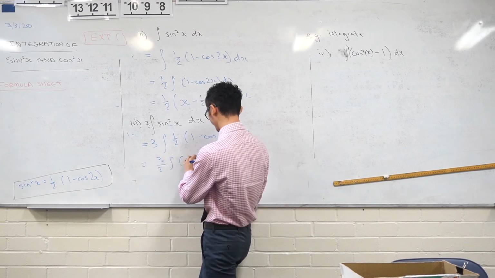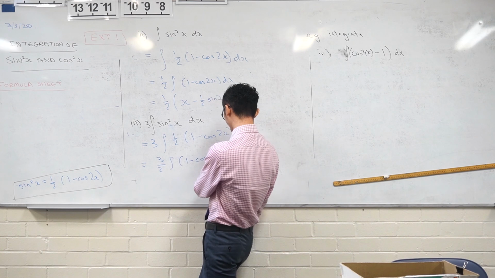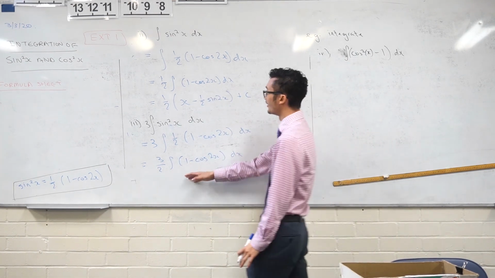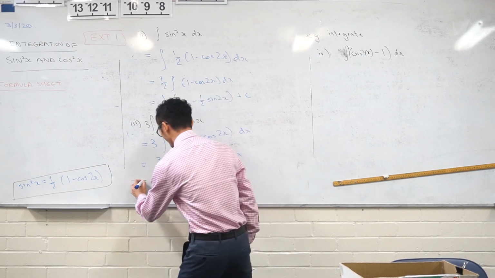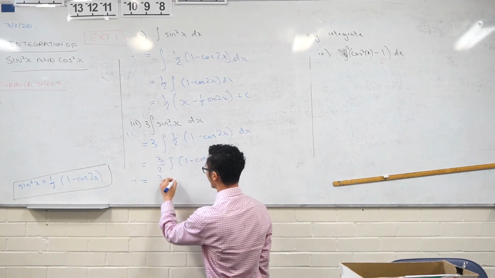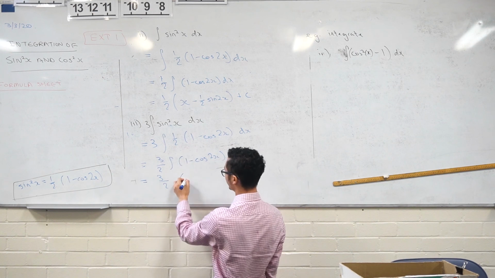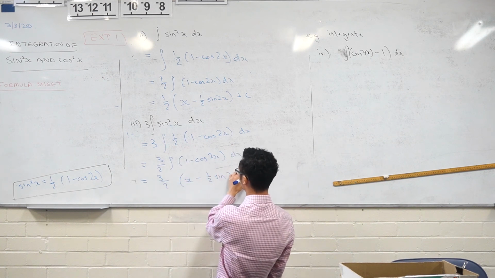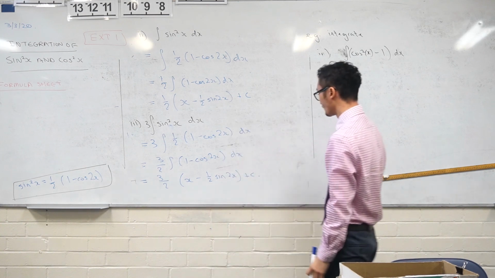And then you just integrate it, and you have the same kind of formula. So often you can just pull constants out, and then you'll get a similar result anyway. So we get 3 over 2, and then we've already got this over here: x minus half sine 2x plus any constant, right?